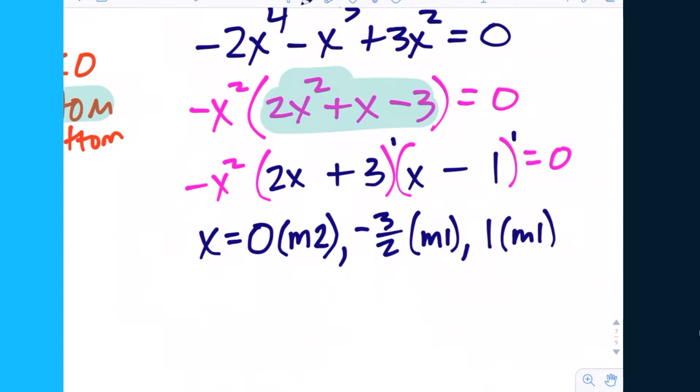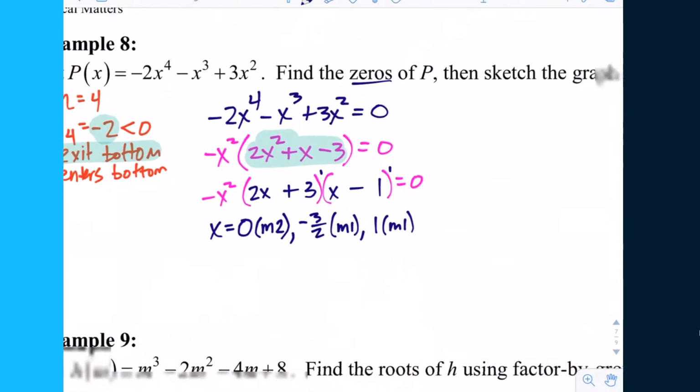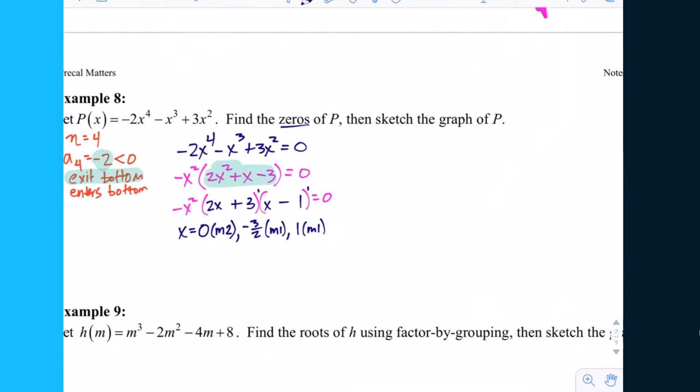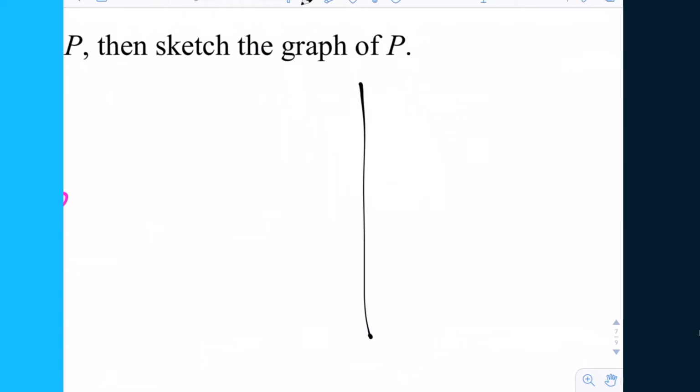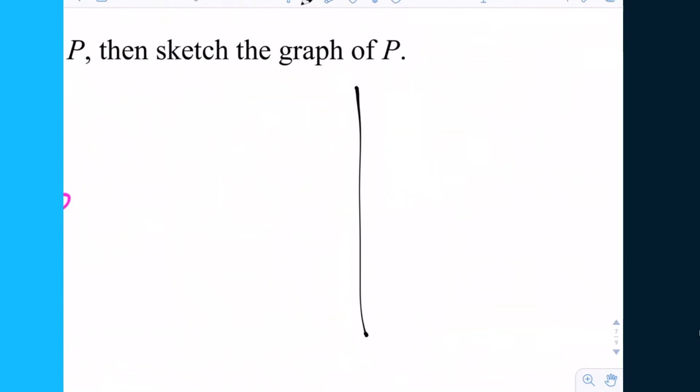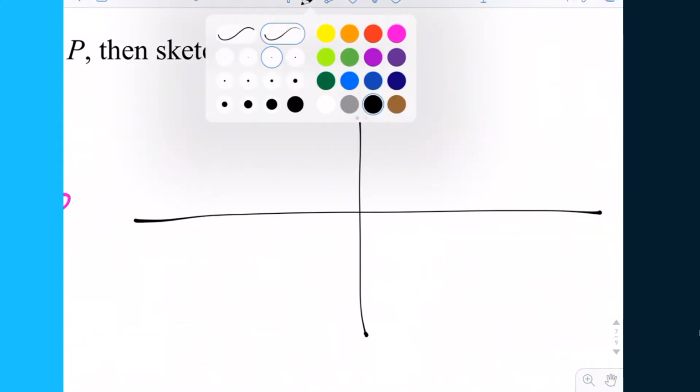2, 3, 4. All right, so now that we have that, and we know the end behavior, we can make not just a sketch, but an awesome sketch. We're going to need a y-axis, and there's one right there. And we're going to need an x-axis. There's one right there. Things are just falling into place.